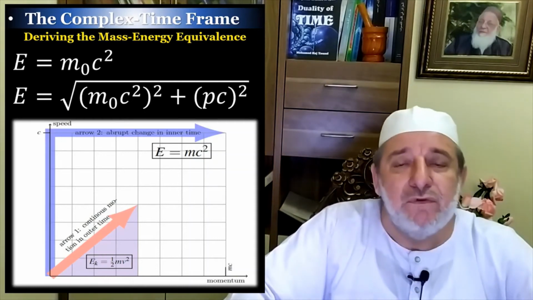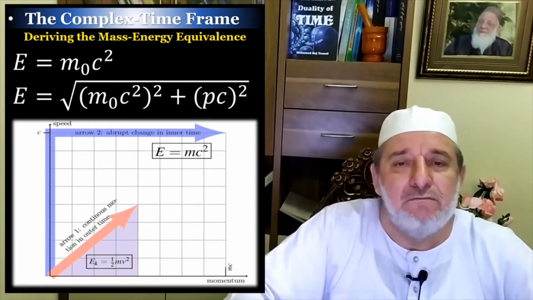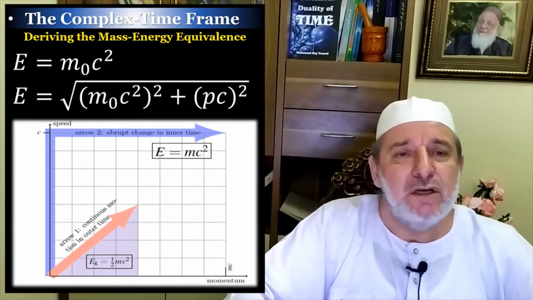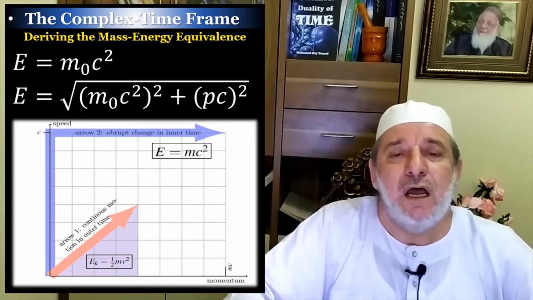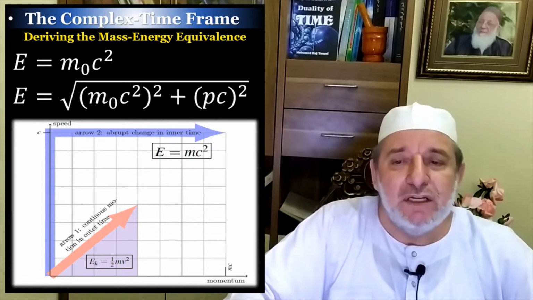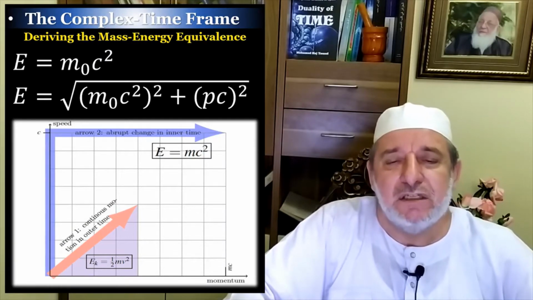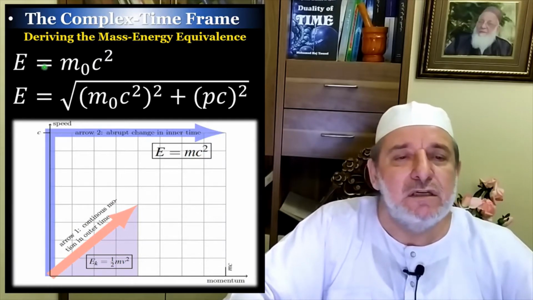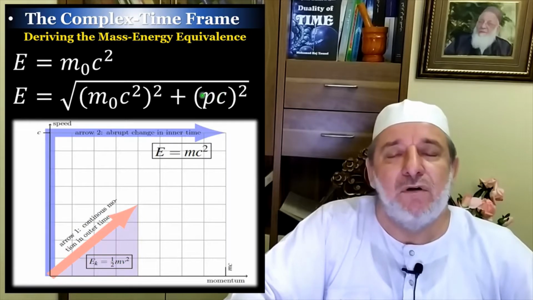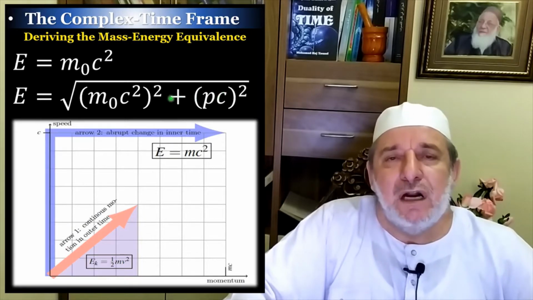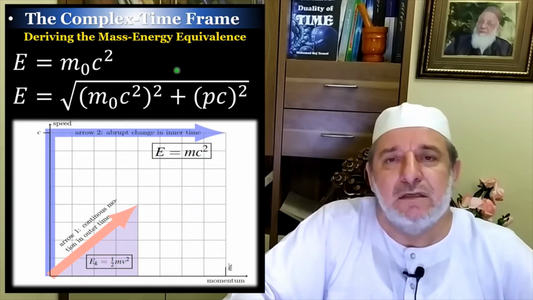Now we can move to the last section of our presentation, which is how to derive the mass-energy equivalence relation. Let me again stress that this relation, in its simplest form and in its relativistic form, cannot be derived in the current relativity. Many people don't understand this.